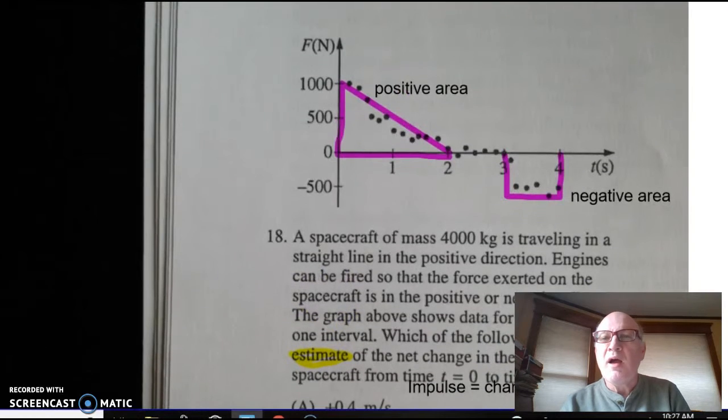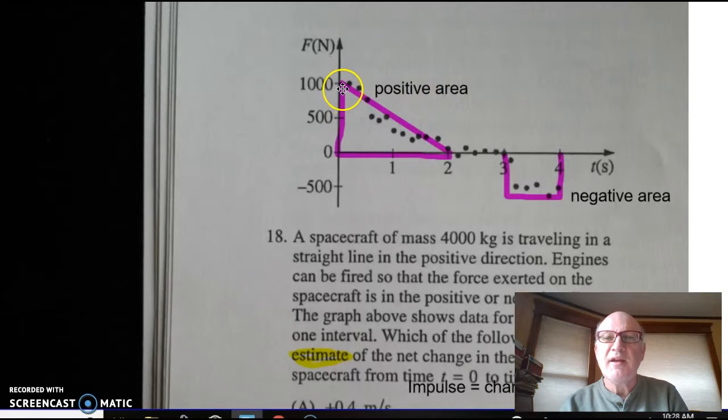So here we go. We look at this triangle that I've superimposed on this data from 0 to 2 seconds. It's not a perfect triangle, but it's pretty close. And it gives us an estimate of a positive area during the first 2 seconds. From 2 to 3 seconds, there's essentially no force, so there's no contribution to the area there. And then from 3 to 4 seconds, the rockets must fire in a different direction, and they create a negative force, and therefore a negative area in this little rectangle here. So we could do this in our head.